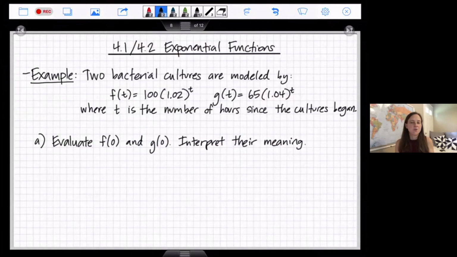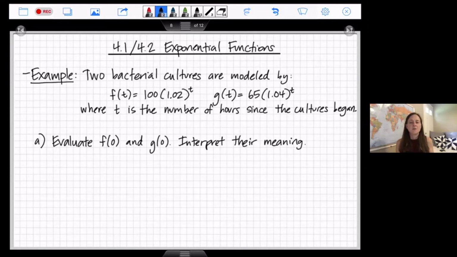So here I've given you two exponential functions that are modeling two bacteria cultures. We have f of t and g of t, where t is the number of hours since the culture began. It's very typical for exponential functions to use t instead of x because t is frequently representing time. Notice that the bases for both of these functions are bigger than 1: 1.02 and 1.04. Just by looking at these functions, we can tell that these bacteria cultures are growing. They're increasing in number because we know that the graph of those functions is going to be rising from left to right.